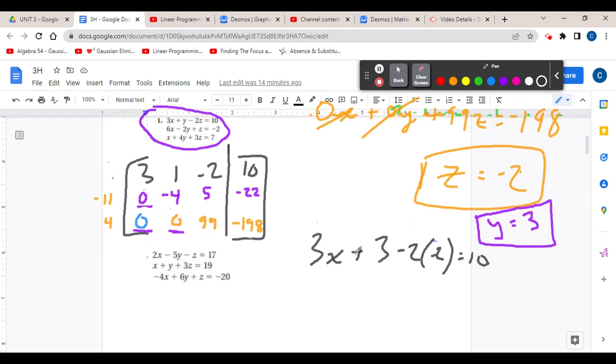Okay, so 3x plus 3 minus 4, which is really going to be 3x plus 3 minus 4. Oh, plus 3 plus 4, excuse me. 3x plus 3 plus 4, 3x plus 7 equals 10. All right, we solve this bad boy out, and we get 3x equals 3, x equals 1. And there you have your thing, okay? So it's just elimination on steroids, if you will.